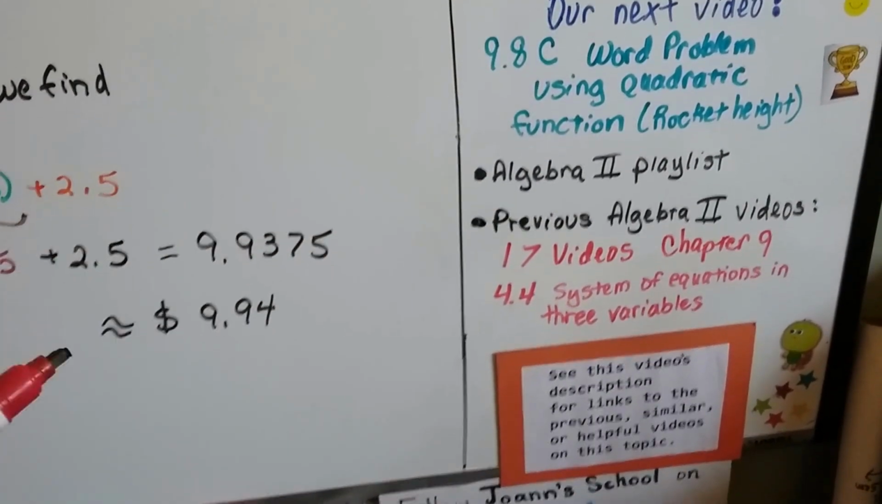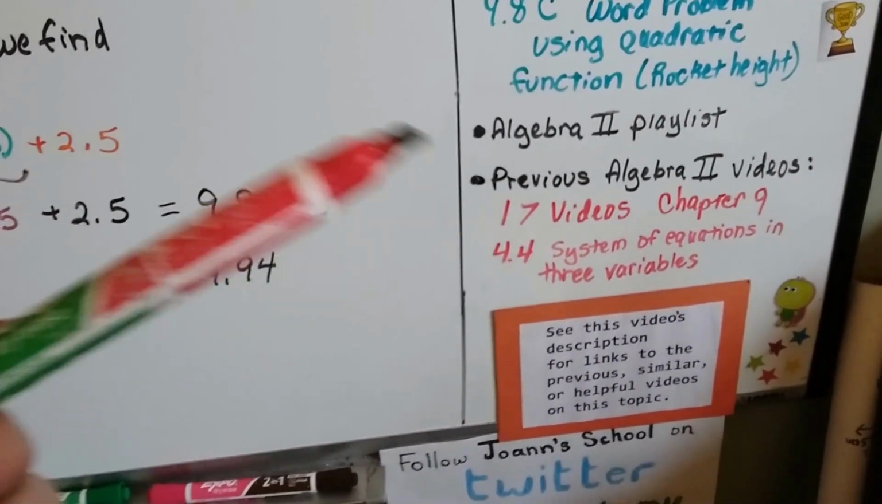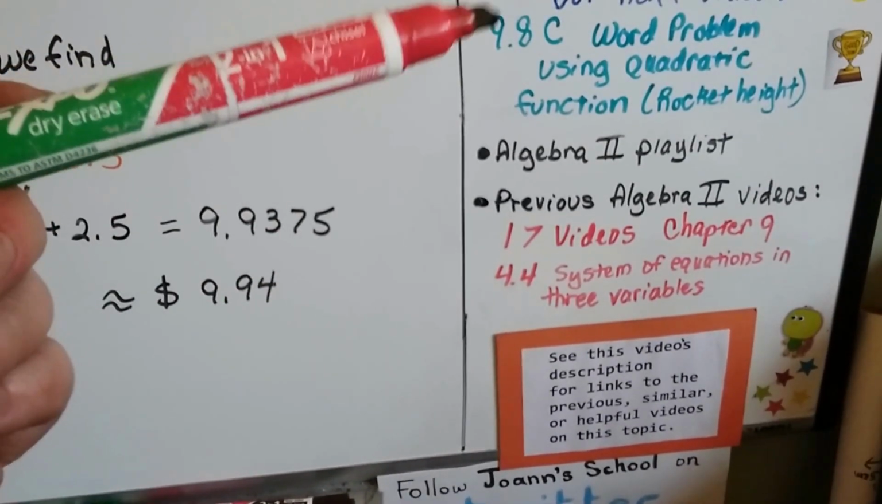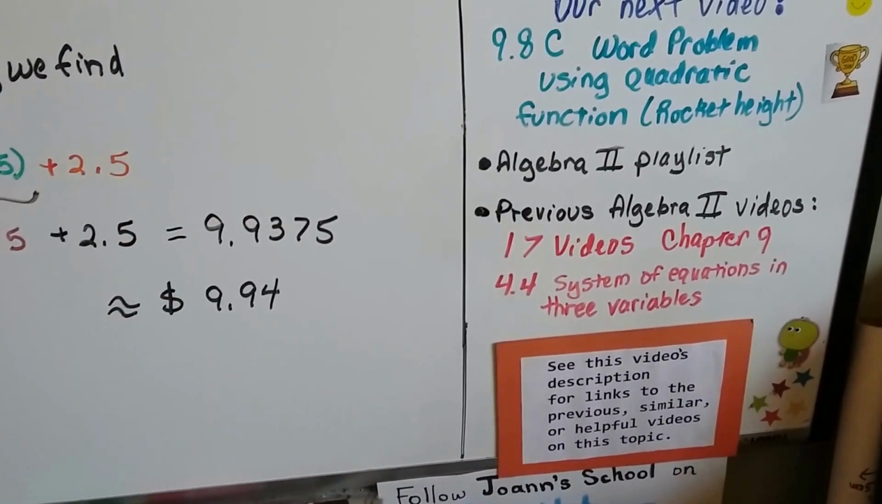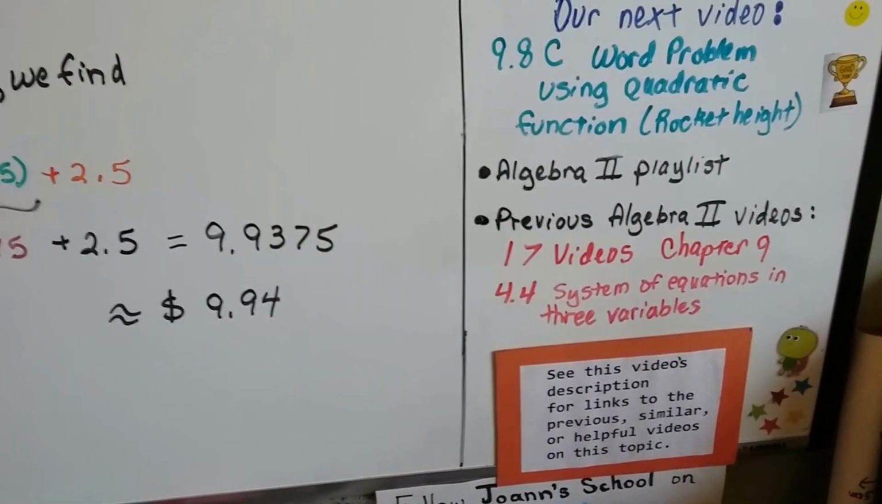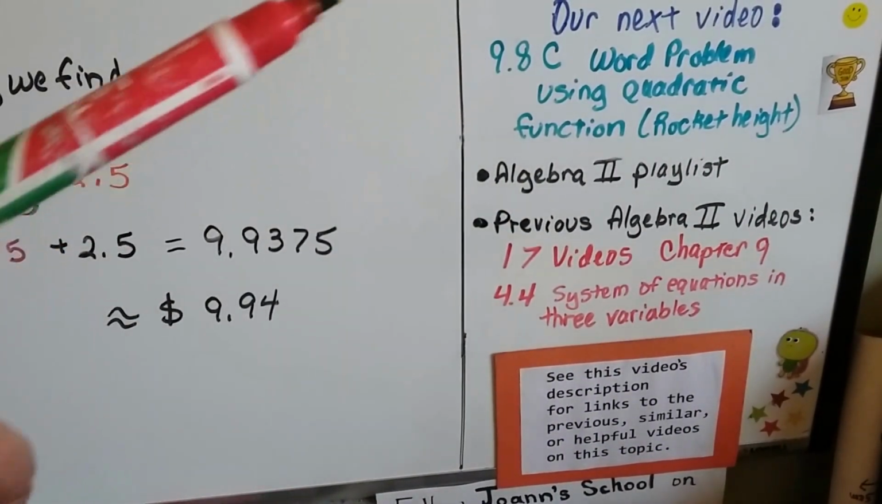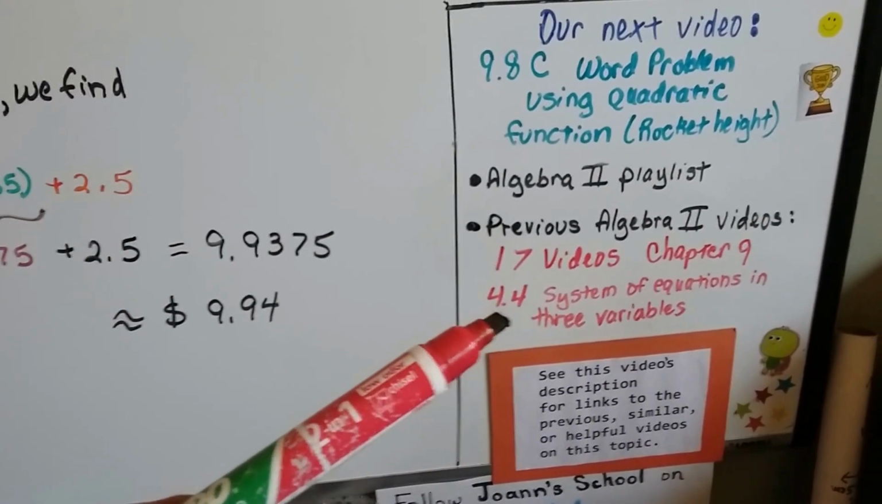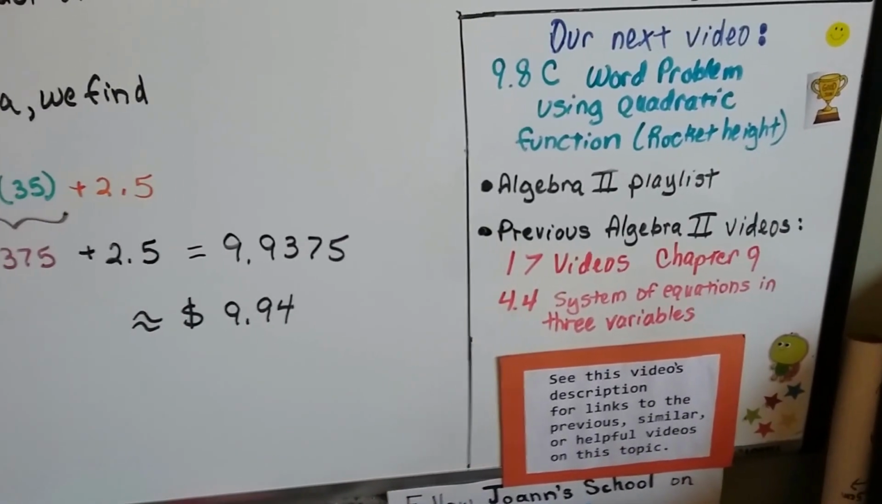I'm going to add this video to the Algebra II playlist. There's 17 previous videos for Chapter 9 now. This 9.8c is going to be our last video for Chapter 9 before we go on to Chapter 10 and equations in second degree. I'm going to have those 4.4 system of equation and 3 variable videos there, okay?